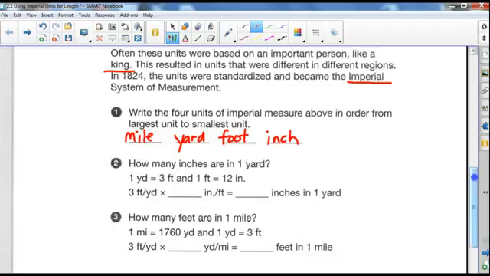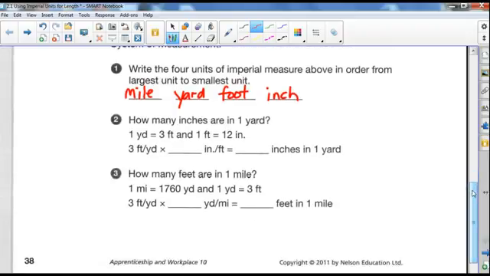How many inches are in 1 yard? Well, we know that 1 yard is the same as 3 feet, and 1 foot is 12 inches. So we have 3 feet per yard times 12 inches per foot. So we just take 3 times 12, which is 36 inches in 1 yard.